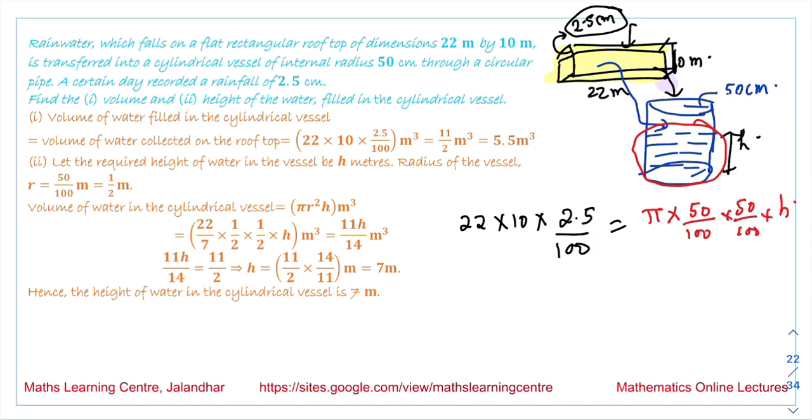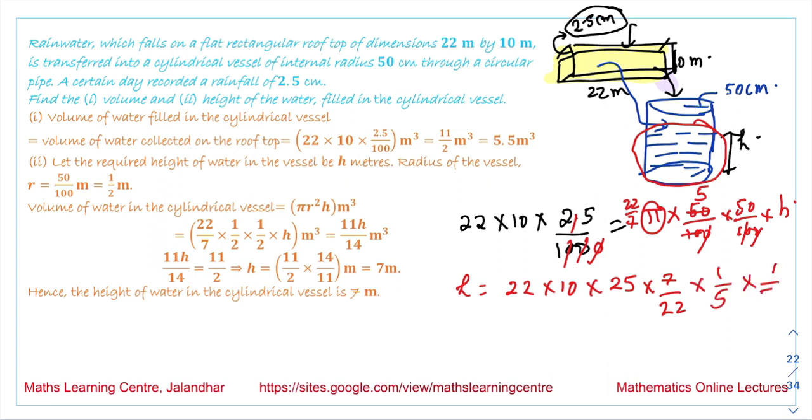So this decimal we remove, we get 1000. These two zeros are removed, this one zero is removed, and we are left with this 10 and this 50, so we are left with 5 over here. So the value of h is 22 into 10 into 25, and also 22 by 7, so into 7 by 22 into 1 by 5 into 1 by 50. This 22 gets cancelled. 5 twos are 10, and 25 into 2 is 50. So the height that we have is 7 meters.